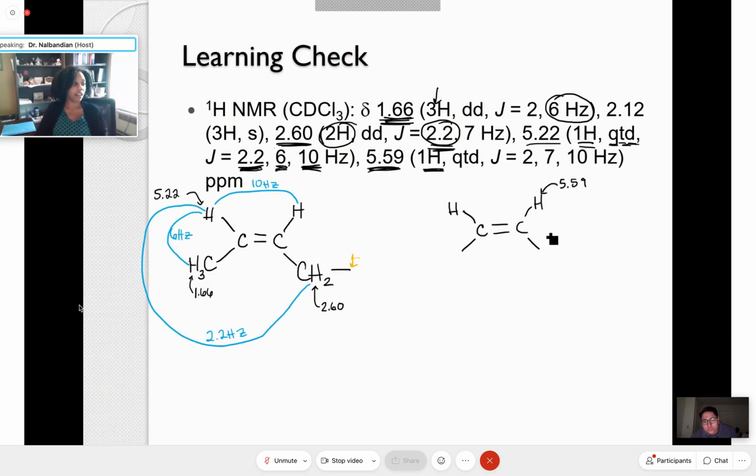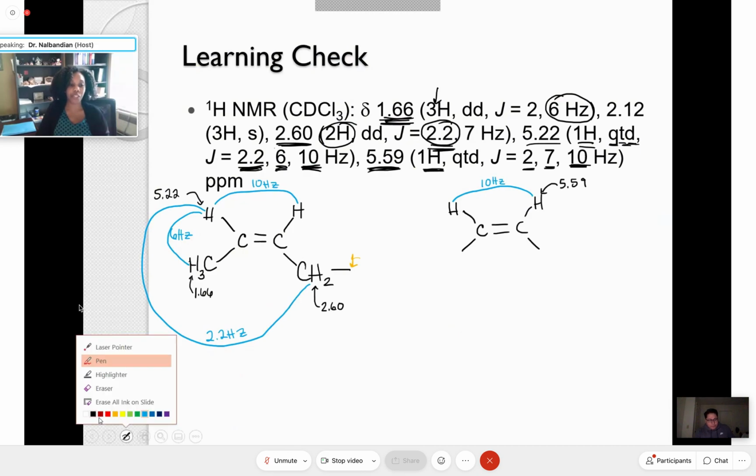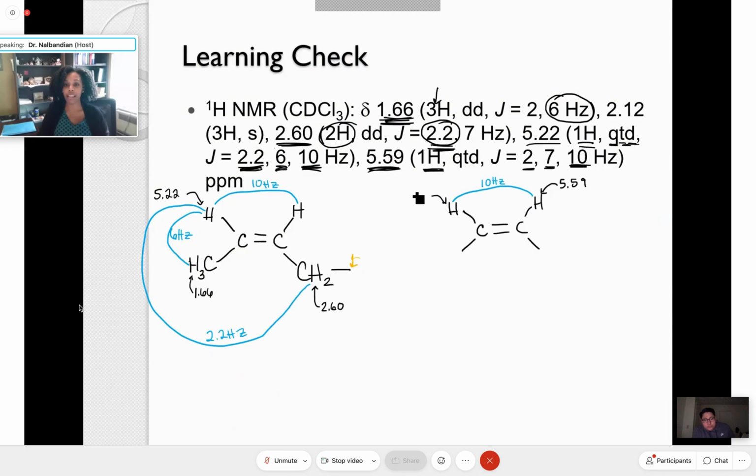Why am I doing that? Because we're going to see everything that we just saw, but from a different perspective. And so I want you to be able to see that from a different perspective. But anyway, we have here 2 hertz, 7 hertz, 10 hertz. We know what 10 hertz is. 10 hertz coupling, that's the cis coupling where these 2 are cis to one another. We've already seen that. And so we know what this hydrogen is over here. We know this has to be 5.22. We already saw 5.22 had the 10 hertz coupling, and so we're seeing it from the other side.